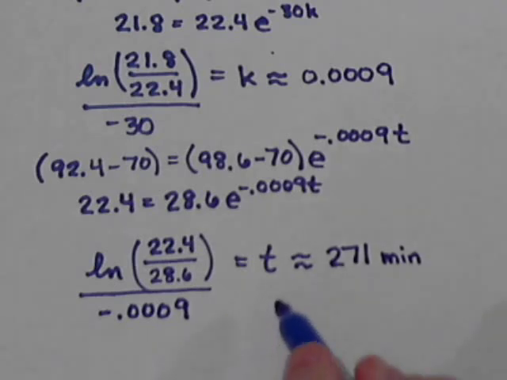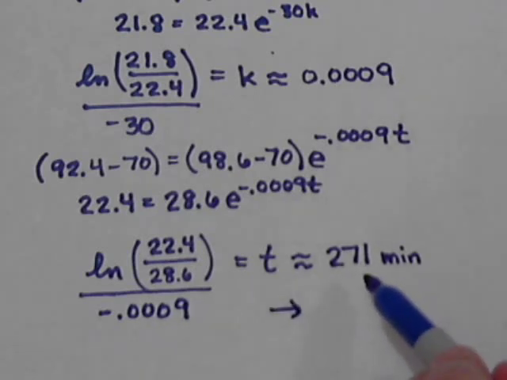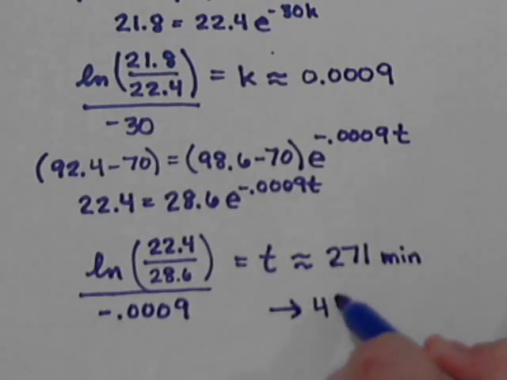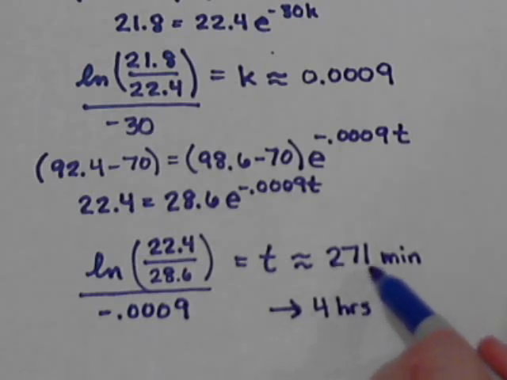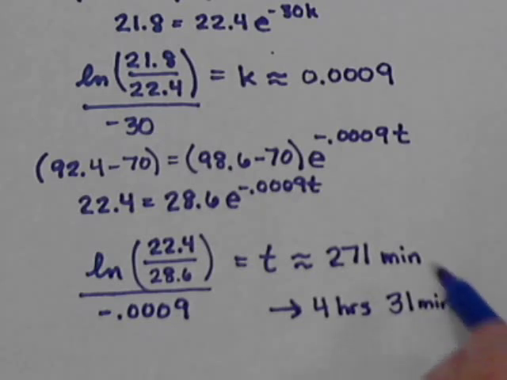So we need to convert this. Let's use hours and minutes. There's 60 minutes in 1 hour. 4 hours would give us 4 times 60, 240. So that would give us 240 out of this 271. We subtract that away, and that leaves us with 31 minutes. So 271 minutes is 4 hours and 31 minutes.